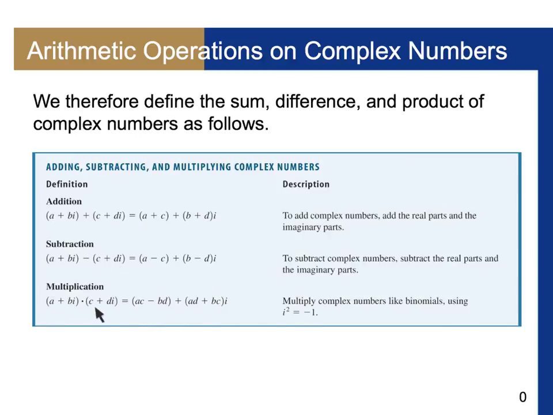Okay, multiplication. This is like a binomial times a binomial, so we're going to use FOIL. Okay, so basically you can use FOIL here too. So if we use FOIL on the multiplication, okay, you would do the first, which would be a times c. Okay.